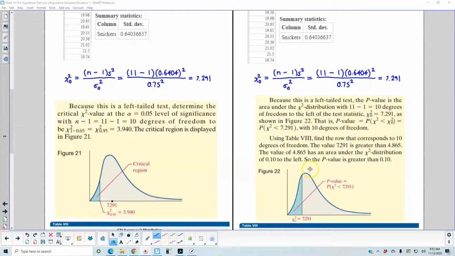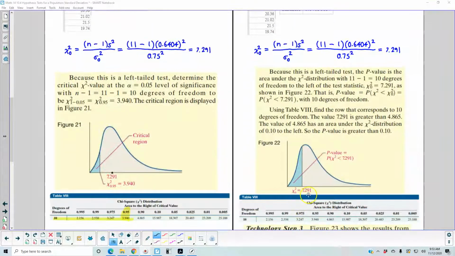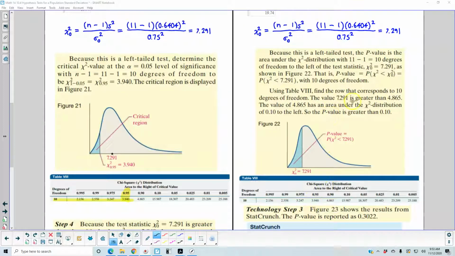Now what we want to do is locate the p-value here with 10 degrees of freedom. If we're looking at this table here, we want to find the row that corresponds to 10. If you look at the value of 7.291, it's going to be greater even at 0.90, because if the area to the right is 0.10, then this is 0.90. That means this is the area to the right, which is 4.865. So the p-value is greater than 0.10.